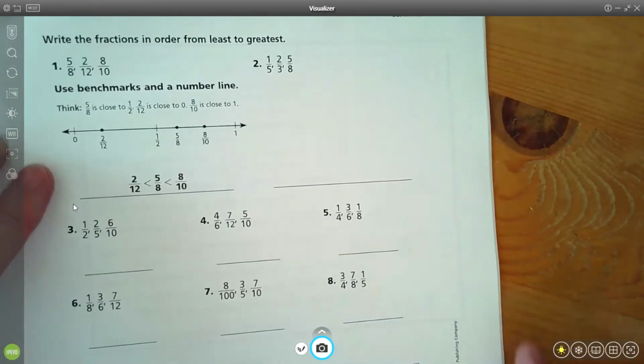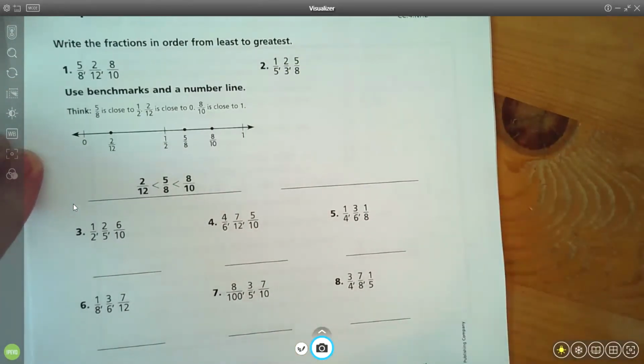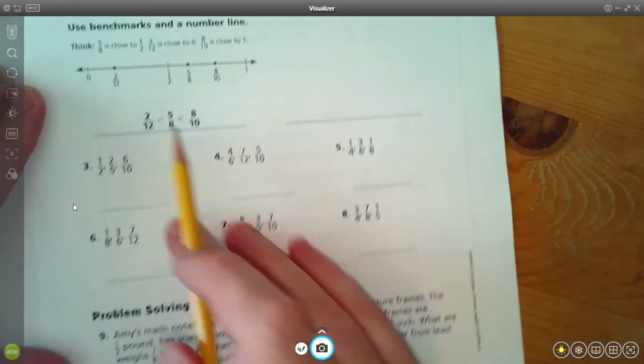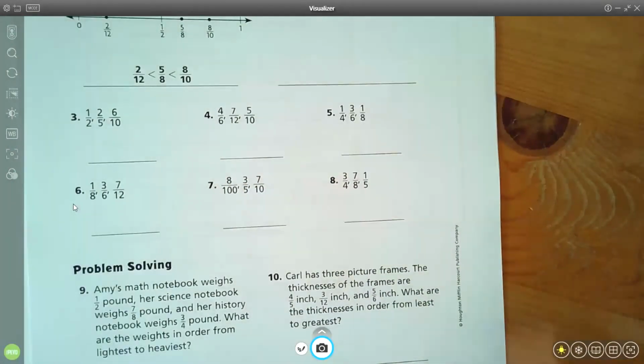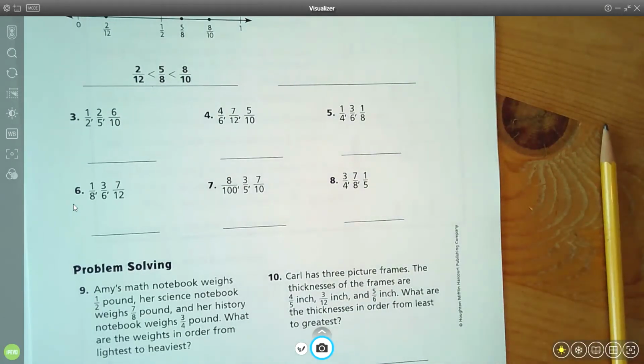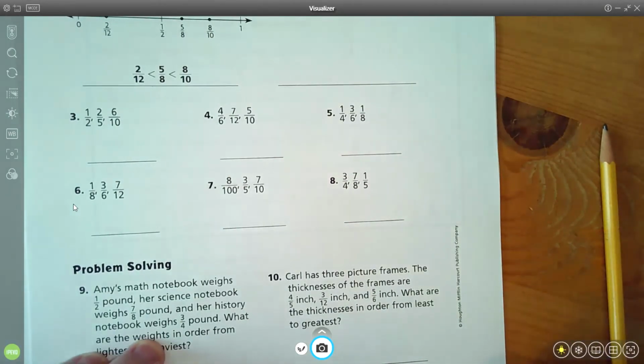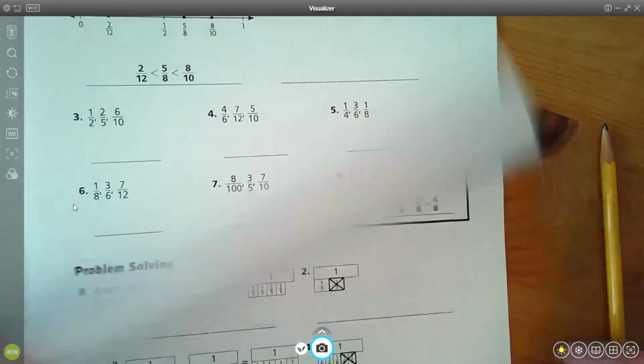And more of the same. Use these fractions, order them from greatest to least, and here's a number line to do so, and here we go again. You're ordering them from greatest to least, and some story problems. So there's your common denominator equivalent fractions quick blaze through.